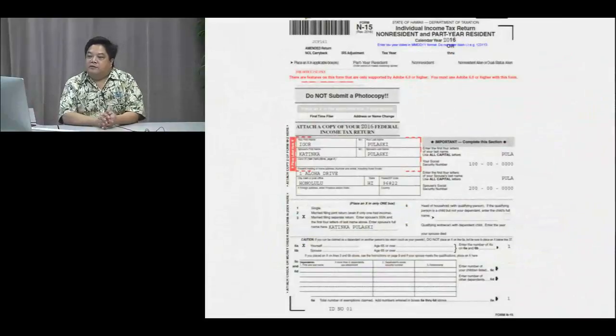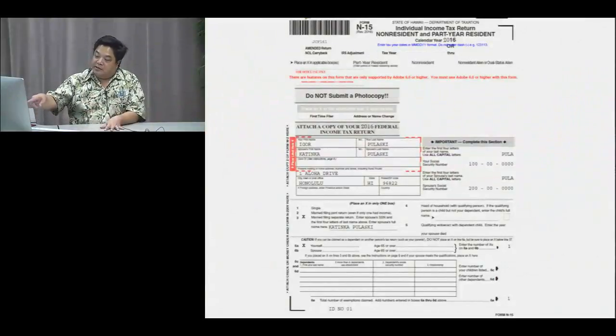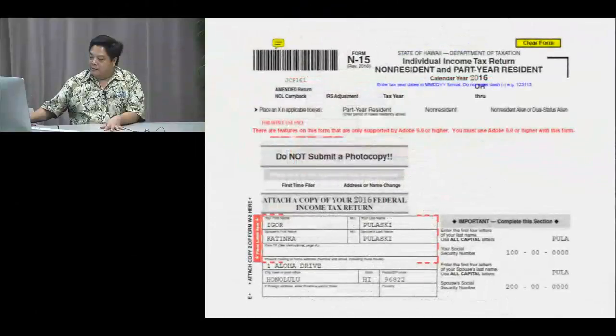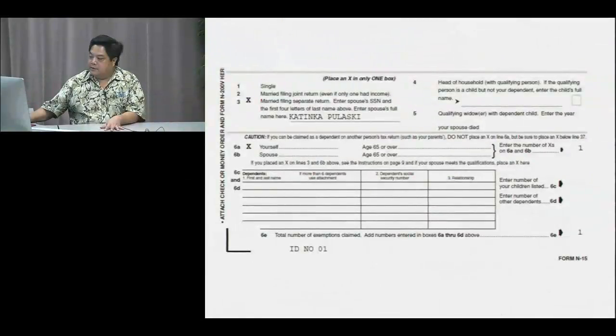So now we're going to the N15, which is what you've been waiting for, I think. So this person and his wife, and he has a kid, he will file a tax return. But even if he's married, if he's a non-resident, it will be reported only on his income, not her income. So in the example, we have her income. Make sure you don't add her income. But you need to report her name on line 3. On line 6A, you put only yourself, and there's only one exemption.